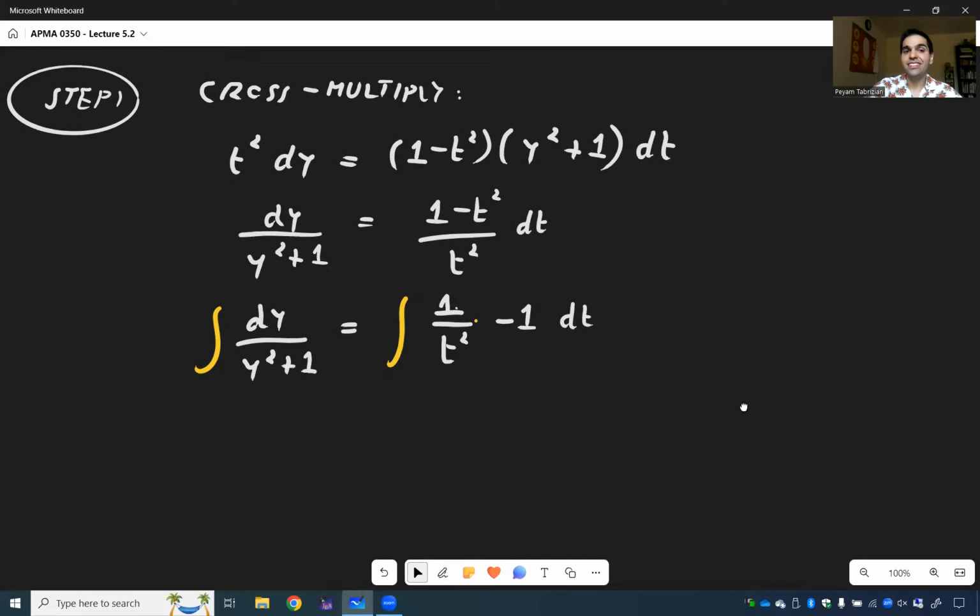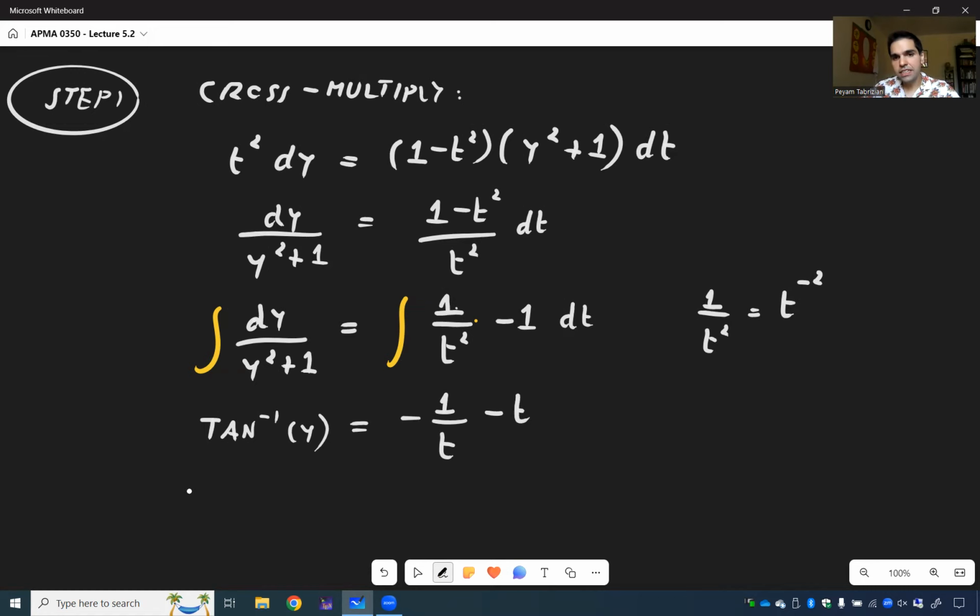And yes, this integral of 1 over y squared plus 1, it's this pesky integral, which is arctangent of y. So please, not ln of y squared plus 1. That's not correct here. And then here, remember, 1 over t squared, that's t to the minus 2. And the antiderivative becomes t to the minus 1 over minus 1. So we get minus 1 over t, minus t, and then plus a constant.